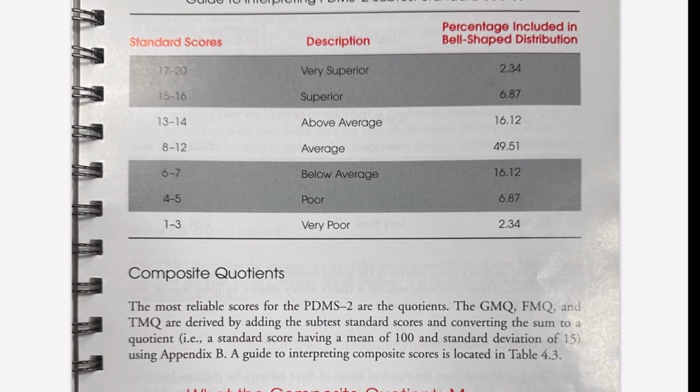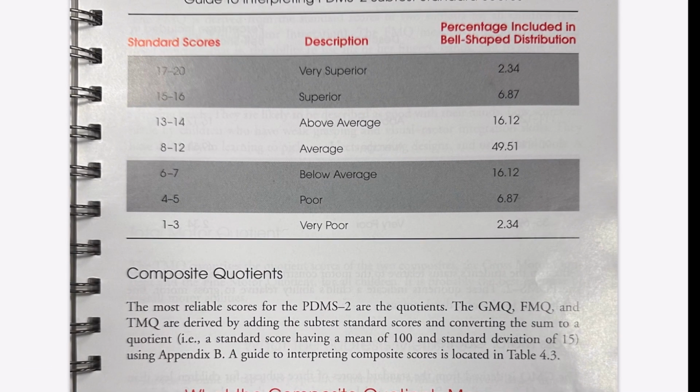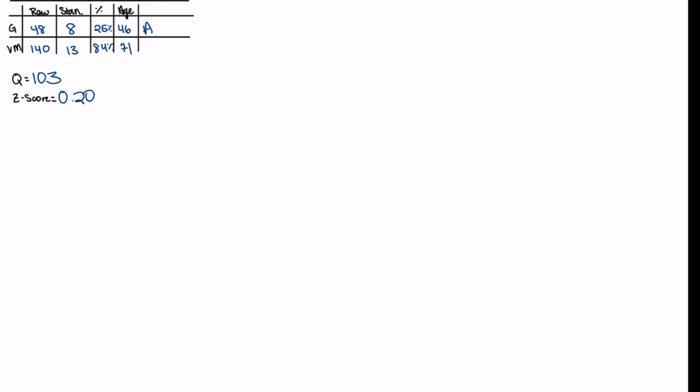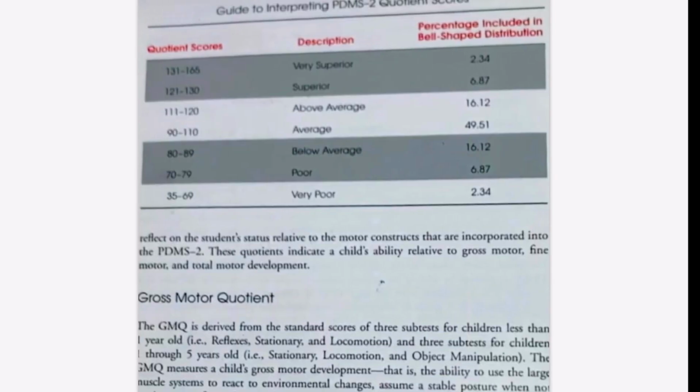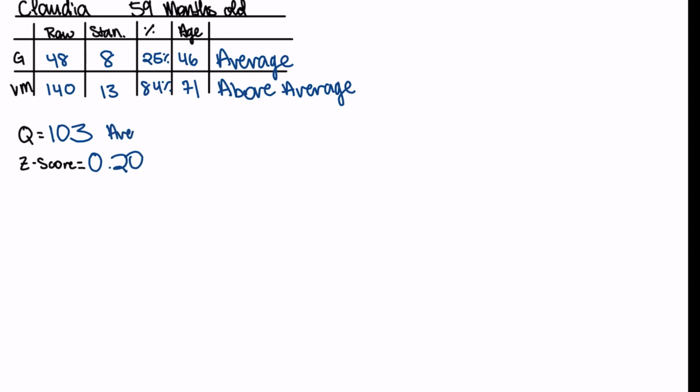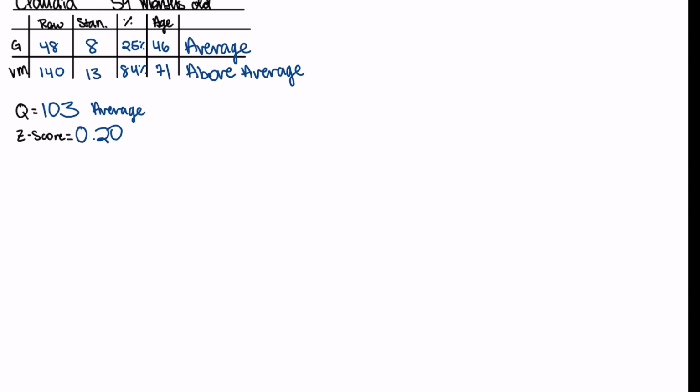Next, we are going to interpret the scores using this table. She scored 8 for her standard score on grasping. She scores average in that category. And because she scored a standard score of 13 in her visual motor integration section, she was above average for that category. To interpret the quotient, we are going to use this table. She scored a 103 for her quotient, which means that she scored average for her overall fine motor subtest of the PDMS-2.